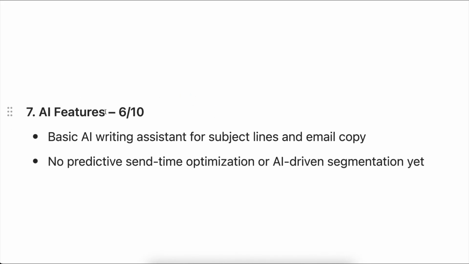When it comes to AI features, they have a basic AI writing assistant for subject lines and email copy, and I'll talk about something else when it comes to AI that's related to this within the specific feature section. But other than that, no predictive send time optimization, no AI-driven segmentation yet, no automations. So some of these things other email marketing softwares already have, so it's just a 6 out of 10.